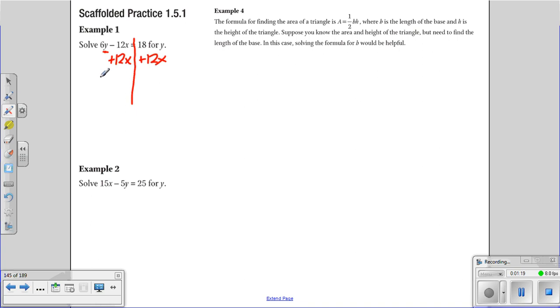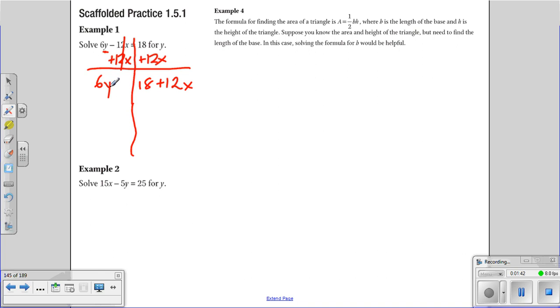So here we have 6y. Those cancel each other out. And then we have 18 plus 12x. Okay. And that didn't show up too well, so let me rewrite this last part. Sorry about that. There you go. And again, this line down the middle, this is my equal sign. Okay, that shows the balance between the two.